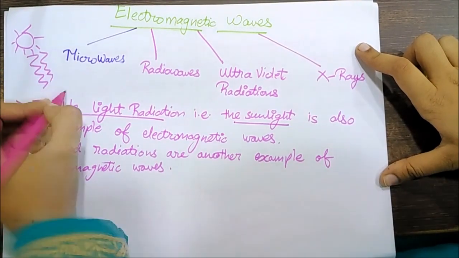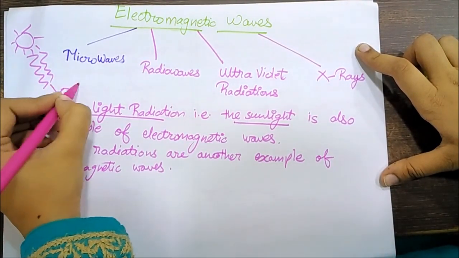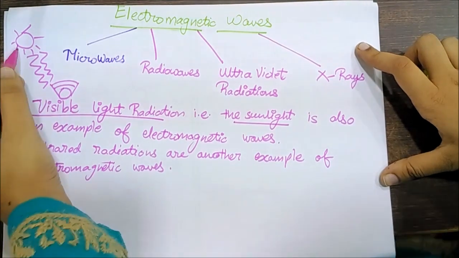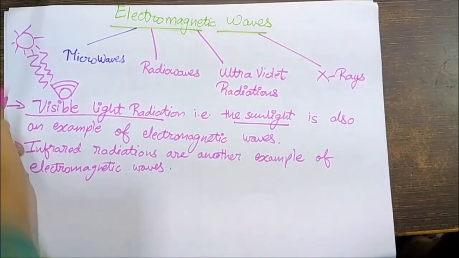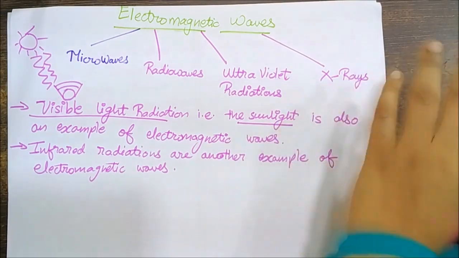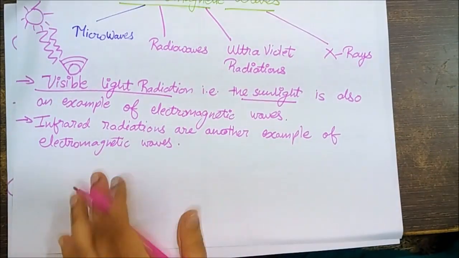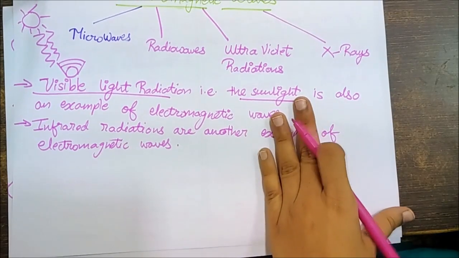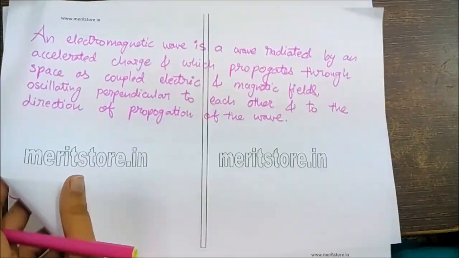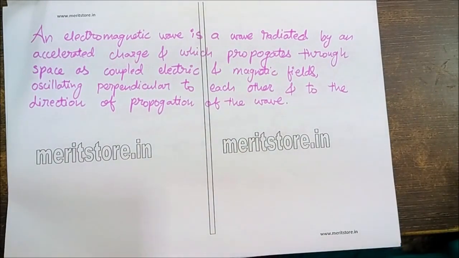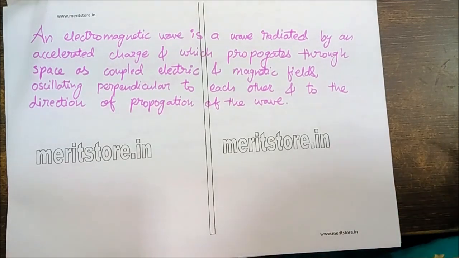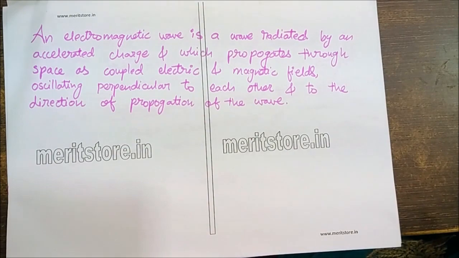These are the electromagnetic radiations which reach the earth, and this is the atmosphere of the earth. So these waves are also electromagnetic waves. Electromagnetic waves do not need any medium for traveling. Infrared radiations are another example of electromagnetic waves. So what is an electromagnetic wave? An electromagnetic wave is a wave radiated by an accelerated charge and which propagates through space as coupled electric and magnetic fields oscillating perpendicular to each other and to the direction of the propagation of the wave.